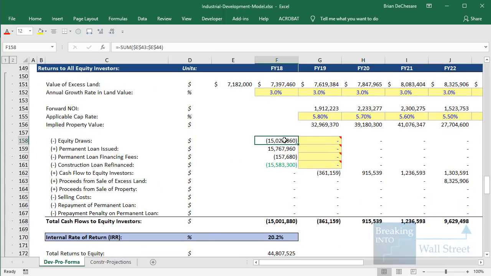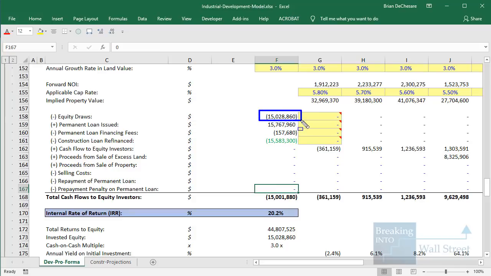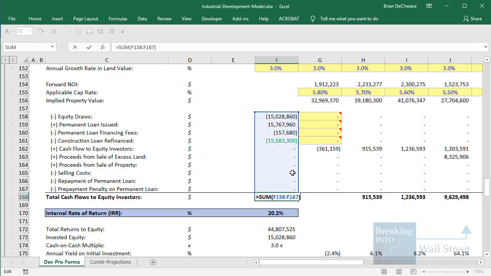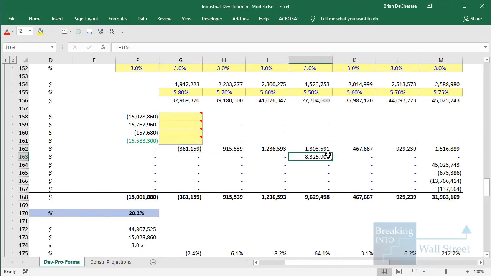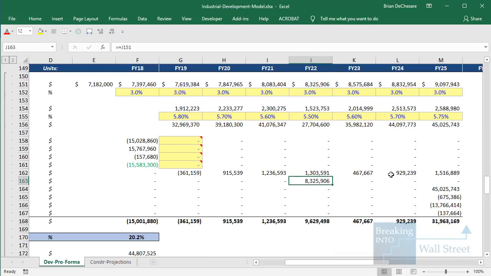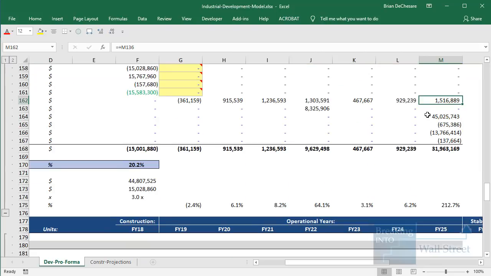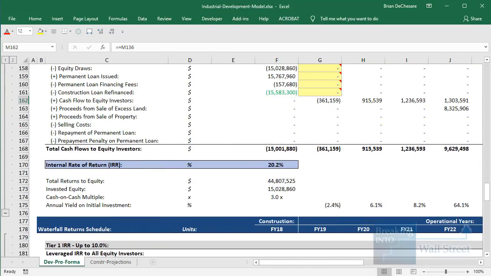So in the first year, we draw on a certain amount of equity to fund the project. We refinance with a permanent loan here and repay the construction loan. So all that factors into our cash flow to equity investors right here. Then we have additional cash flows that are generated throughout. We sell the excess land here in year 4, and then we exit in year 7 at the end. So we sell the property, we pay some fees, we repay debt, and we get to an IRR here of around 20% on a leveraged basis.